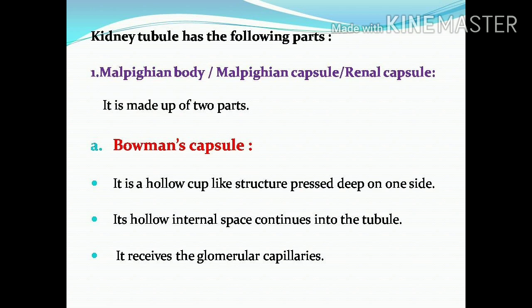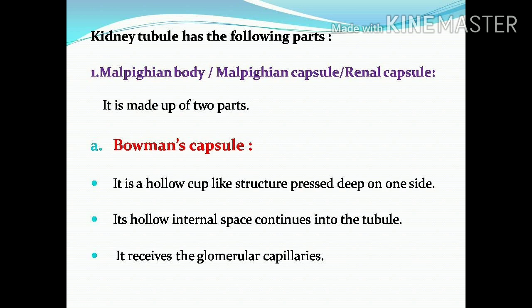It is a hollow cup-like structure. It is made up of single-layered epithelium. It has a single layer of epithelial cells, and it is a cup-like structure. It is pressed deeply on one side. Its internal space continues into the next part of the nephron, that is called the tubule.